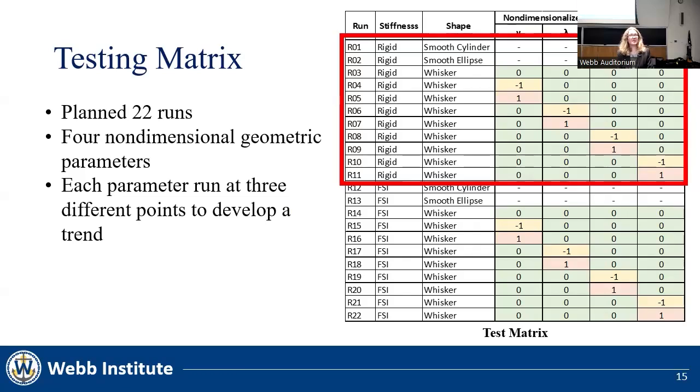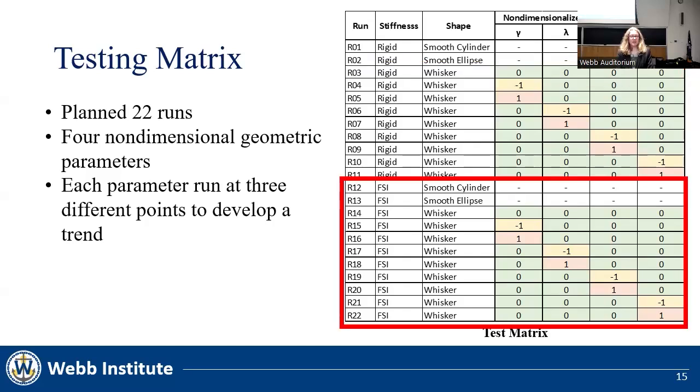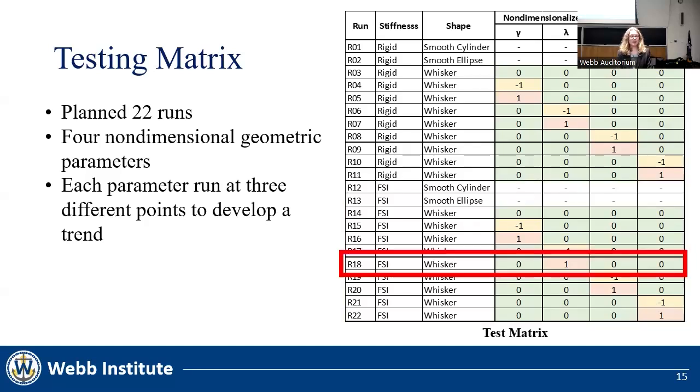First, we ran a smooth cylinder and then a smooth simple ellipse, followed by the baseline whisker. And this was characterized by using the baseline value, the zeros, for all 4 geometric parameters. Then the next 11 runs are using the same geometries, but with a flexible structure rather than a rigid one. And run 18 finished this morning, with recent runs averaging about 8 hours.